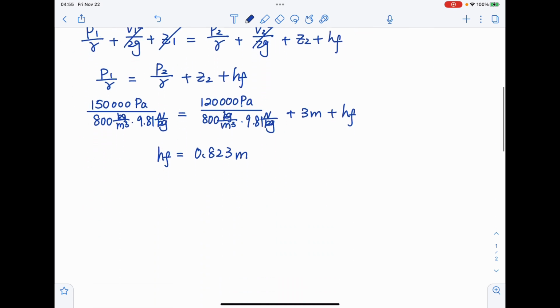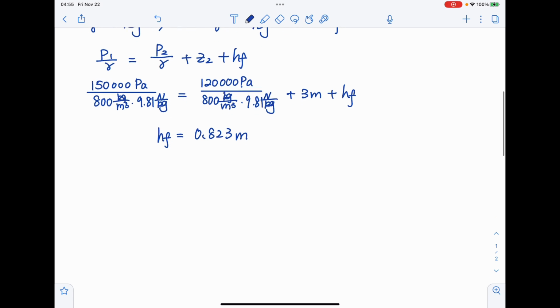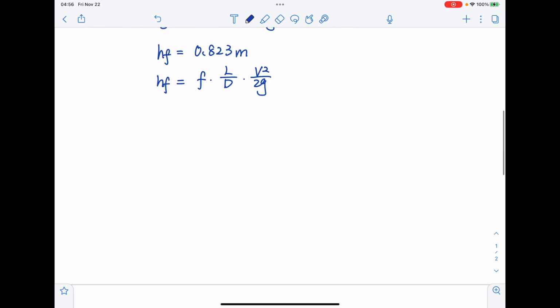Now, because we are given the pipe information, we can use the Moody diagram to find f and then find the velocity. Okay, so hf should equal f times L over D times V squared over 2g. The next step, we're going to find f here.